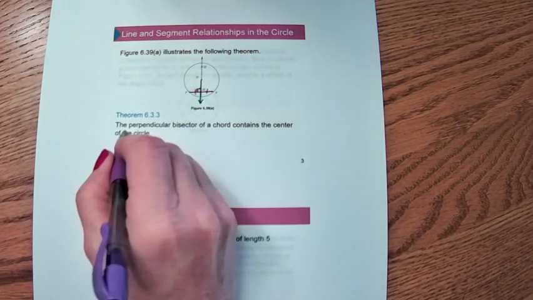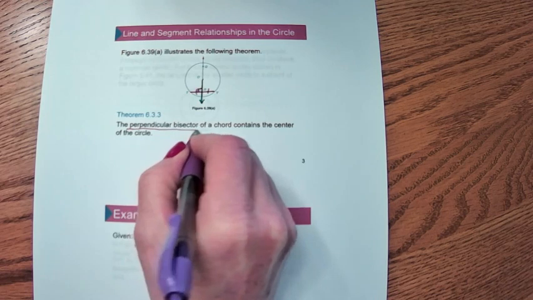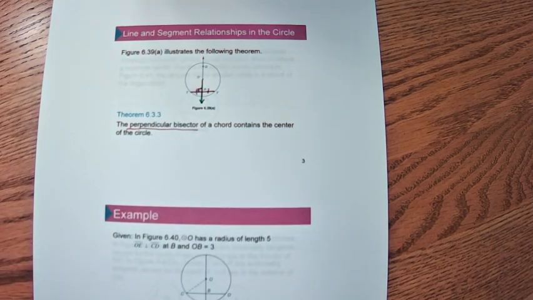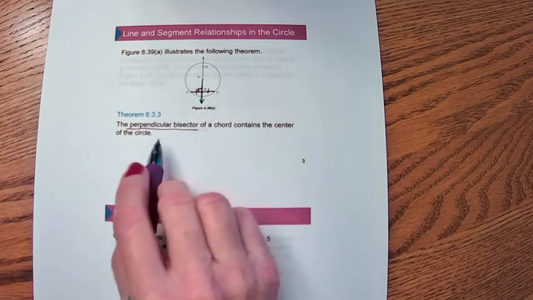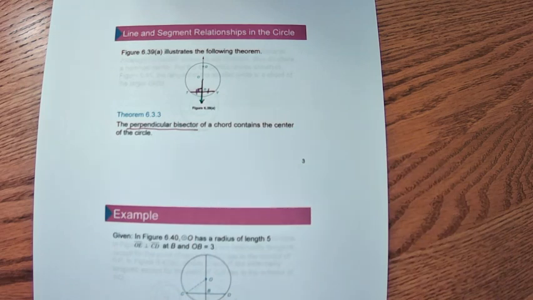And then when you put perpendicular and bisector together, if you have a perpendicular bisector of a chord, then it must contain the center. It's got to go through the center.